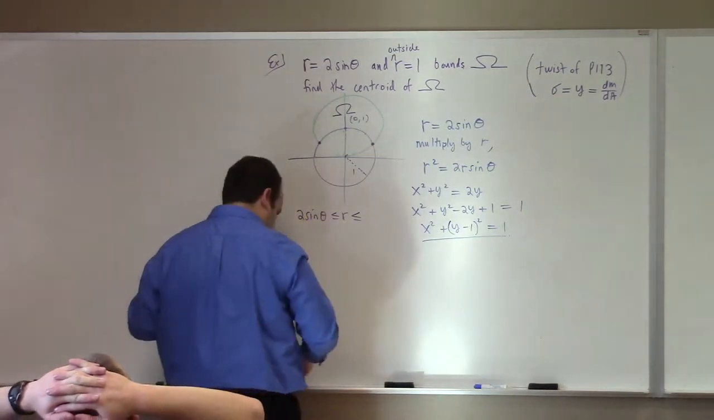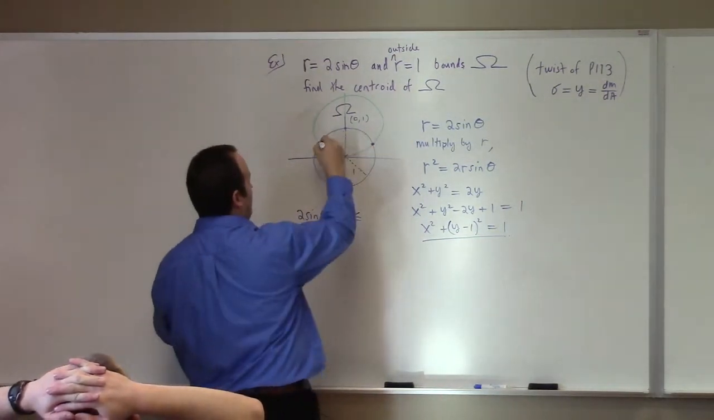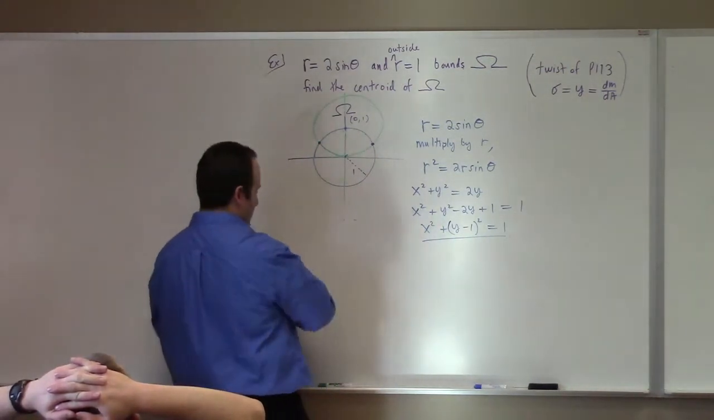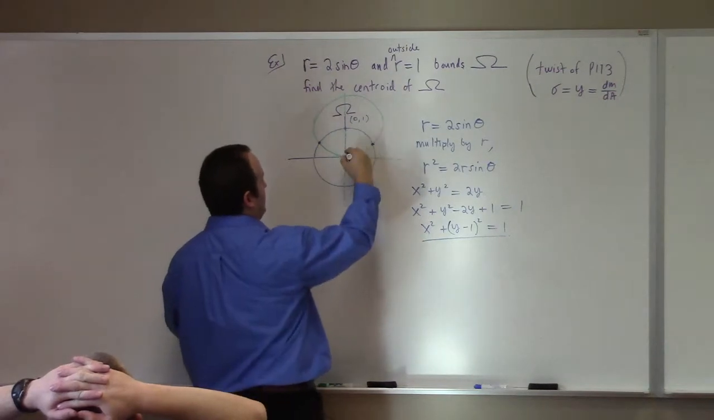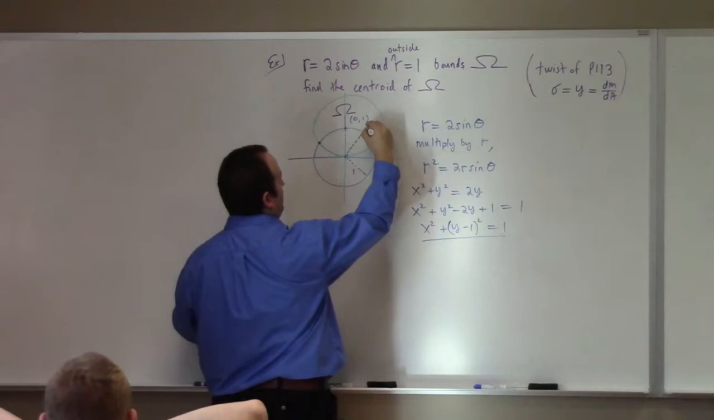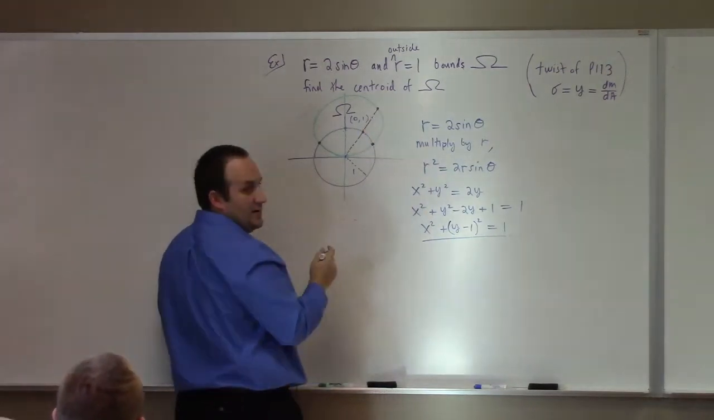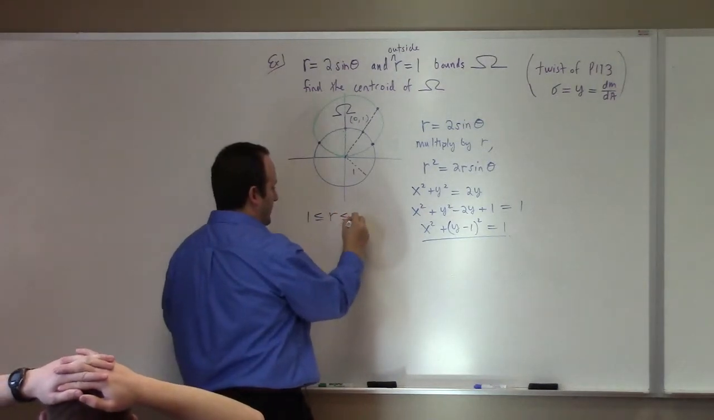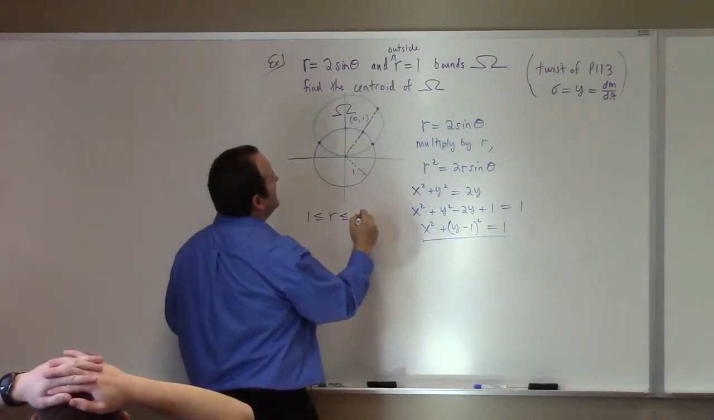Let's see here. So omega's up there. So the tables have turned here. If we take a ray from the origin, we hit 1 first, and 2 sine theta second. So it's 1 less than or equal to r less than or equal to 2 sine theta.